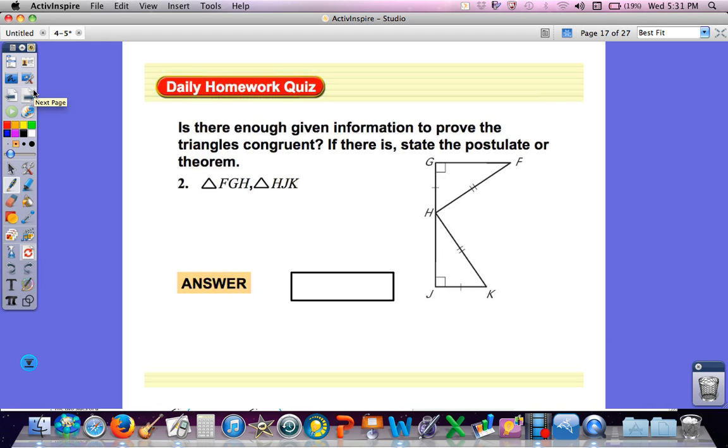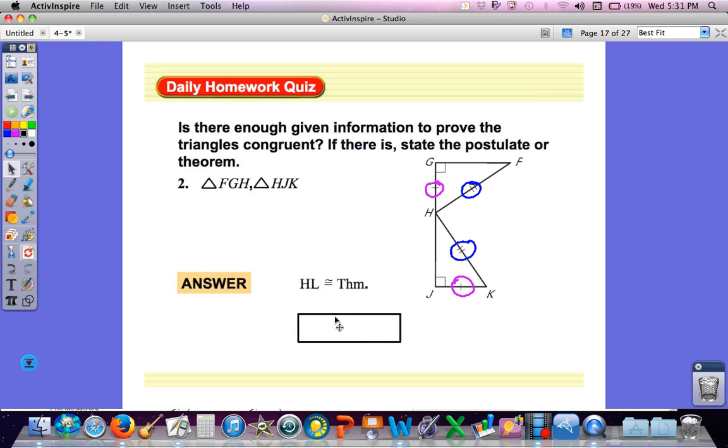Is there enough information to prove the triangles are congruent? Well, they're both right triangles. They have a congruent hypotenuse, and they have a congruent leg. So even though you're not sure if they look congruent, there is enough. They are congruent through the hypotenuse leg congruence theorem.